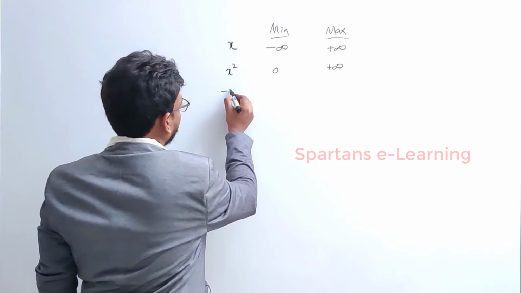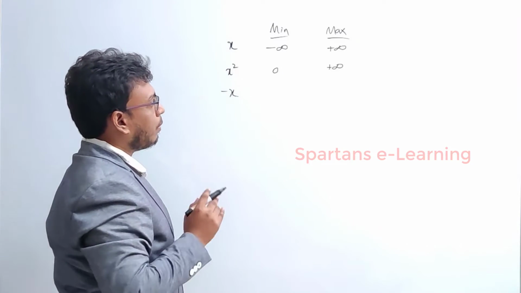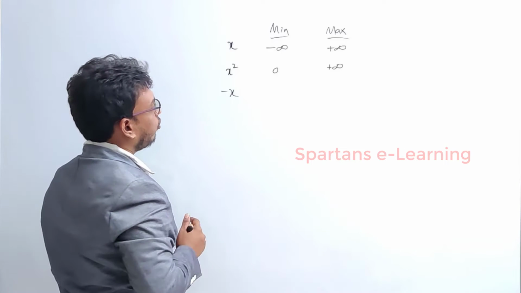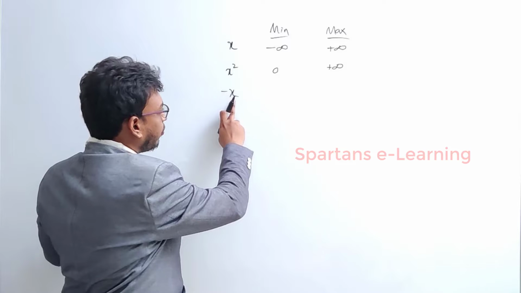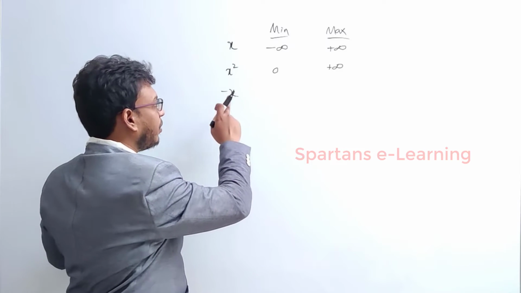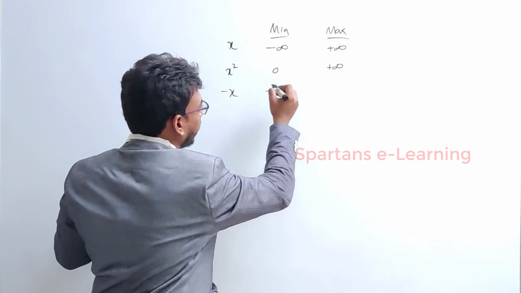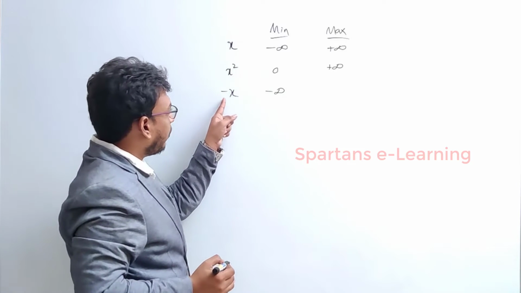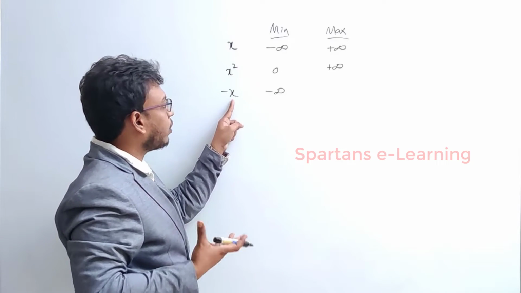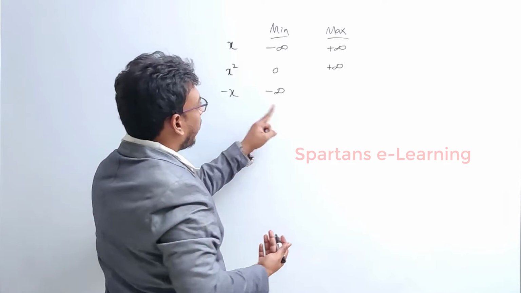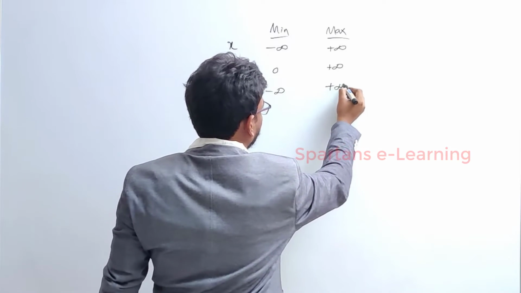Now what about minus x? The minimum value of minus x will be, if suppose x is a positive number, minus of a positive number will give you minus, right? So minimum value can go again to minus infinity. Similarly, suppose x is a negative number, negative of negative gives you positive, right? So minus x maximum can be plus infinity.